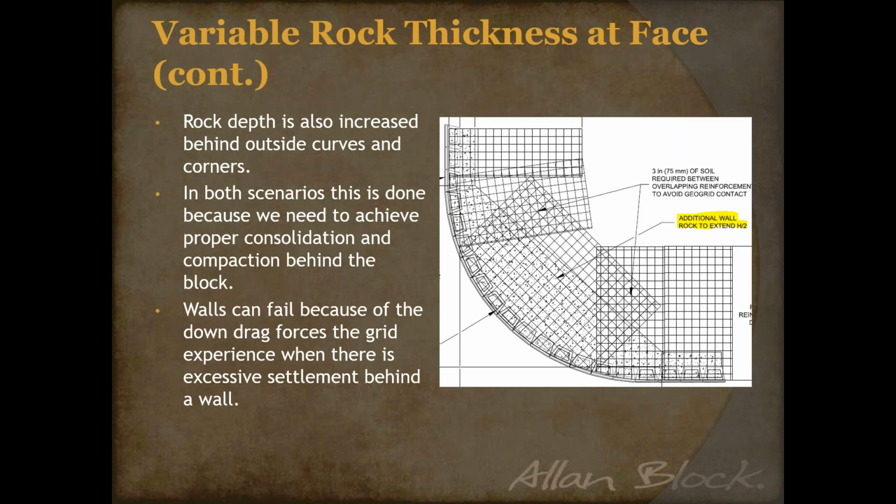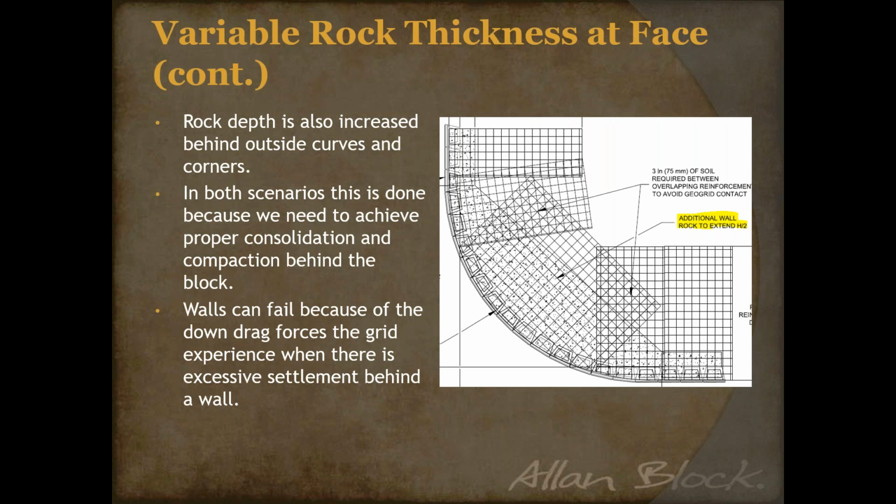Along with the tall walls having variable rock thicknesses, we also want to consider increasing that rock thickness even more at outside corners and curves. So on the right there, you can see we've got a cutout of one of our standard details for an outside curve, and we've increased the wall rock depth. And in both of these scenarios, it's done to achieve proper consolidation and compaction behind the block.